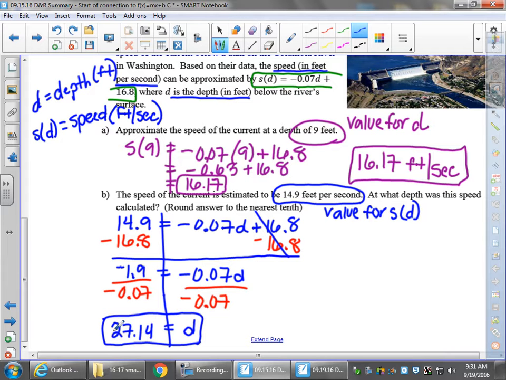So we're on the same page that our answer is 27.14. The question still stands. What's the correct label for this answer? Jeffrey? Depth. And good. So how's depth being measured? Yes. And it said round to the nearest tenth.